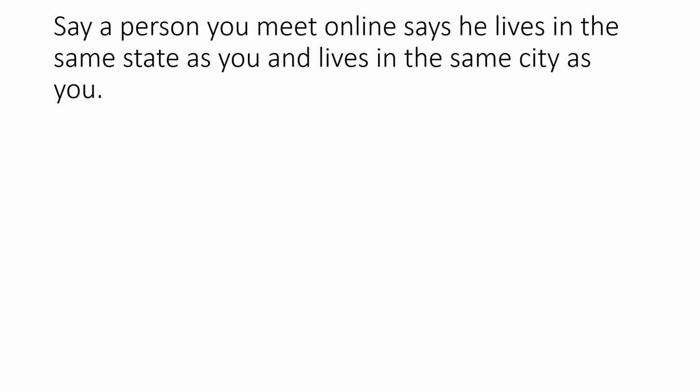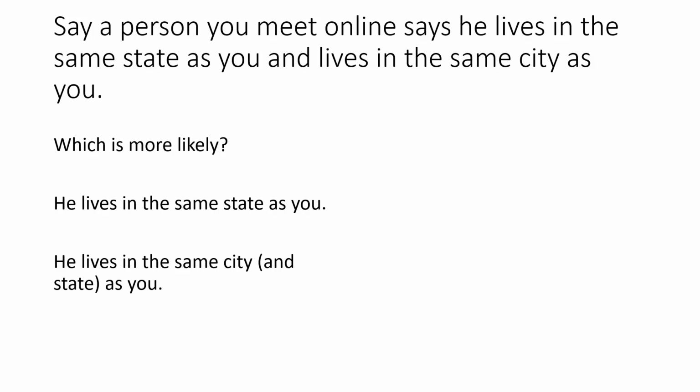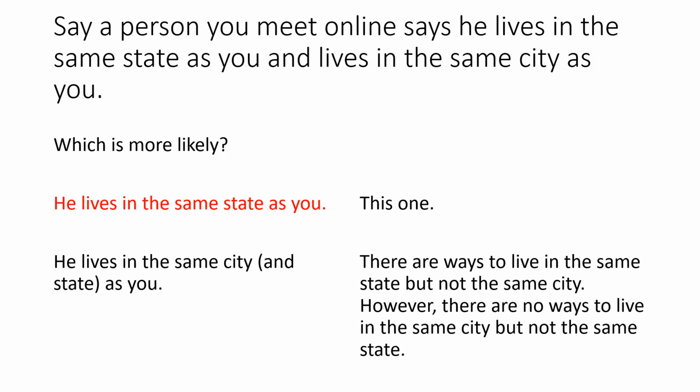Suppose a person you meet online says he lives in the same state as you and lives in the same city as you. Now that I read that, that sounds kind of creepy, but ignore the creepiness of it for now. Which of these is more likely? That this person lives in the same state as you, or that he lives in the same city and the same state as you? Well, obviously that he lives in the same state as you.